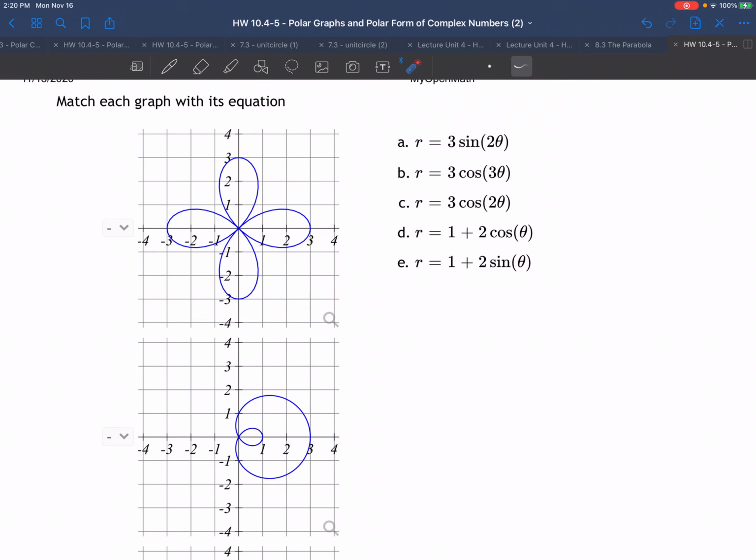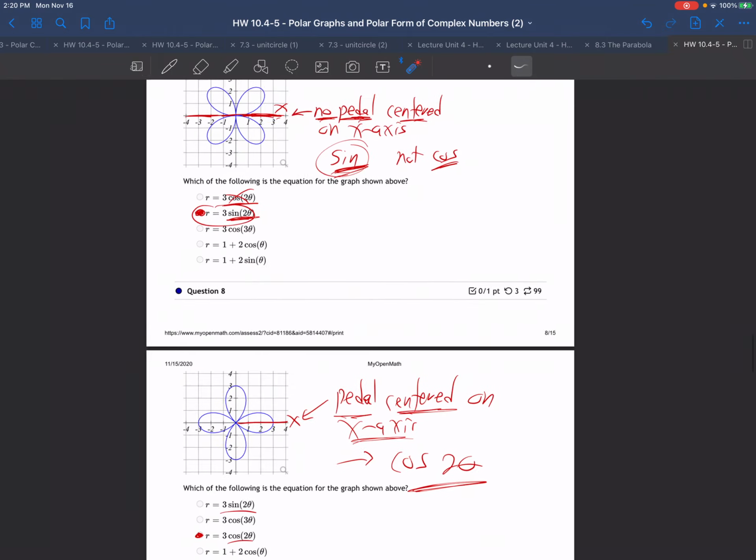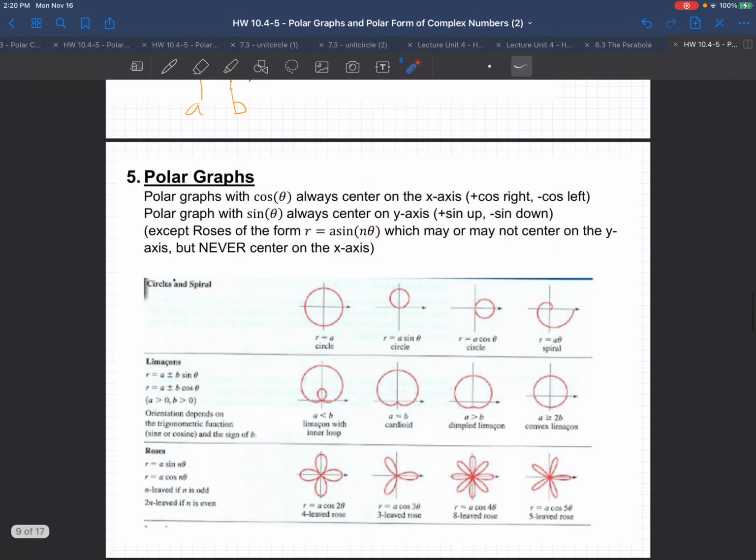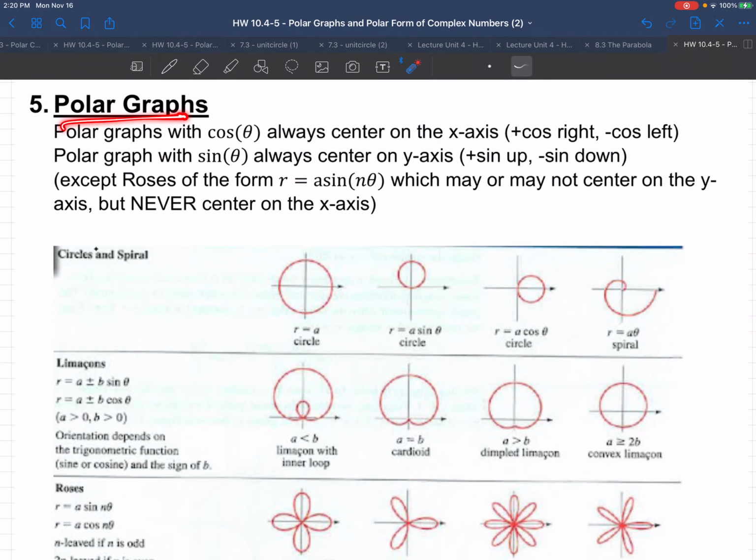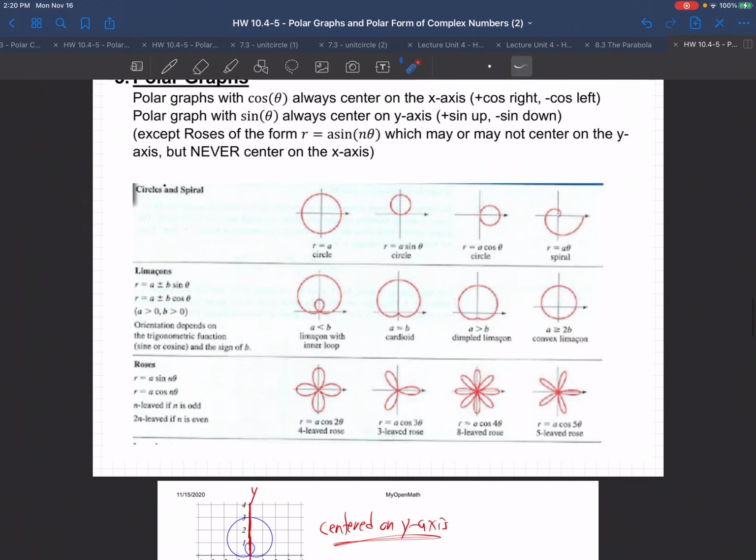What we should do to help us out is use the notes I provided at the top of Module 5, the Chapter 10.345 notes. So let's go back there. Let's start with this one. We're looking for what looks like a rose. So I'm going to go back here to the notes. There they are. Part 5, the polar graphs. If you look for that, there's a rose.